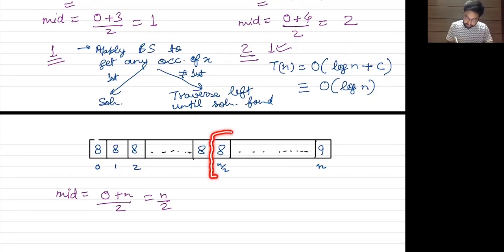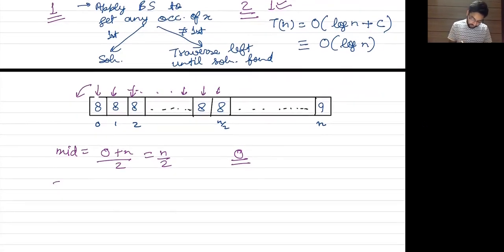Then you check the element at the n by 2 index, which is 8, and then you check if this is the first occurrence or not. So for that, you compare it with the left index. That is also equal to 8, which means this is not the first occurrence. So you start traversing left until the first occurrence is found. In this case, there is no left element once you reach the index 0. So you can say the first occurrence comes at the 0th index.